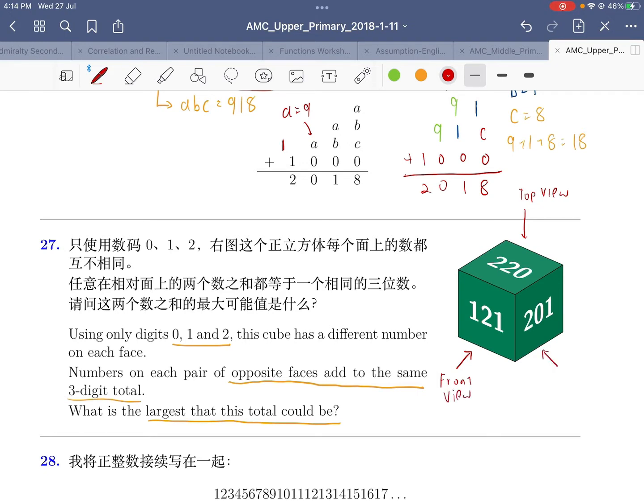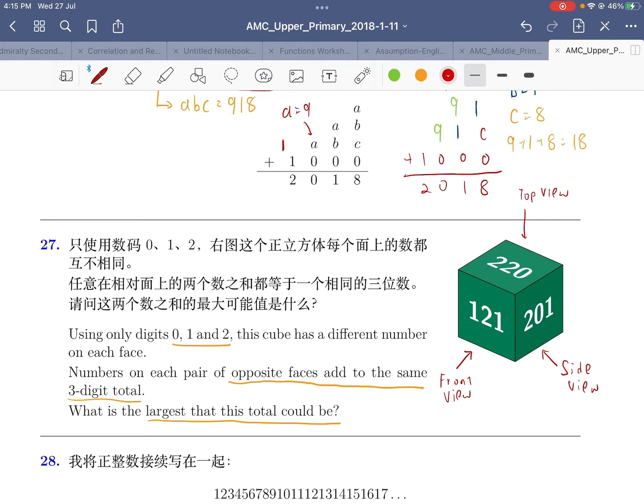We also have the side view. What's the opposite of the top view? Well, the opposite of the top view is simply the bottom view. The opposite of the front view is simply the back view. And the opposite of the side view is simply the other side view.